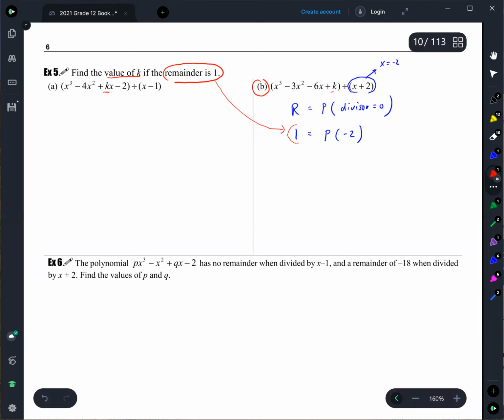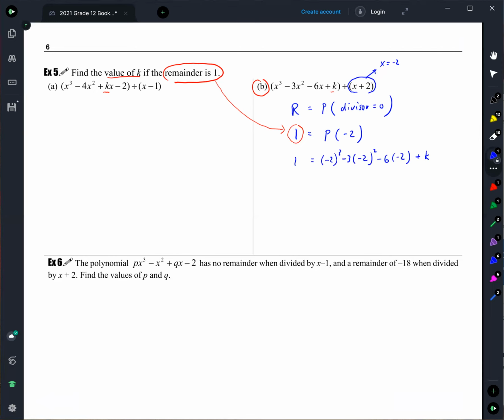Okay, so you can just sub it in. 1 is on the left side, right? P of -2 means you sub the -2 into the x. So -2 cubed plus 3x squared minus 6x plus k. So you have everything filled out except k, right? So from here, you can solve for k.